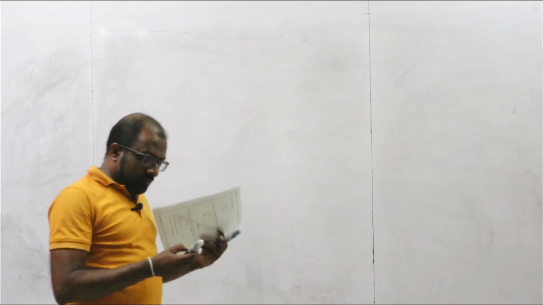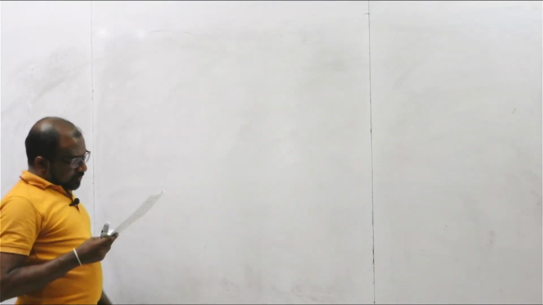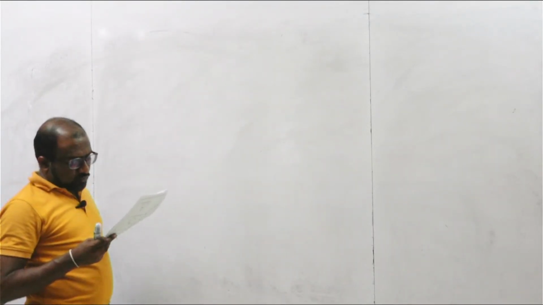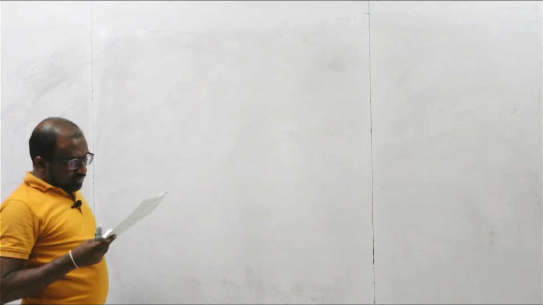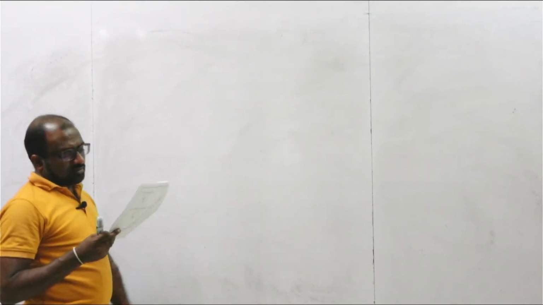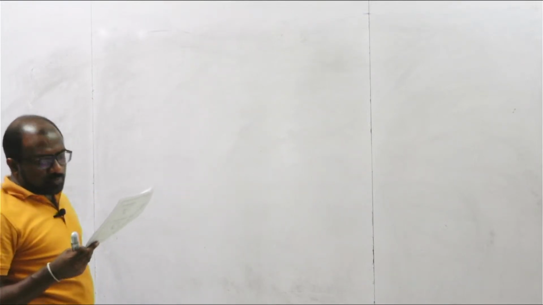Right, children, question number 3. A person spent 1/3 of his monthly salary on food, 1/4 on traveling. From the remaining, 3/5 was sent to his parents, right?